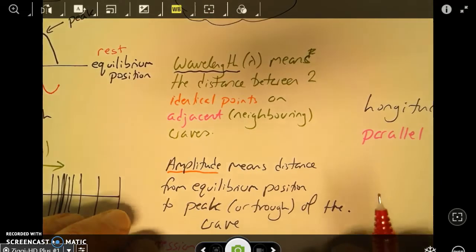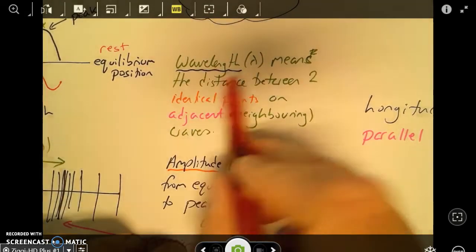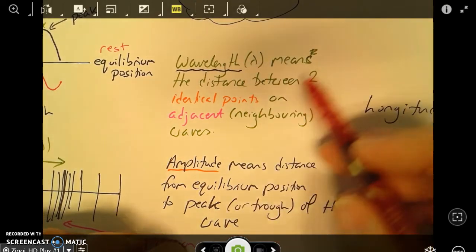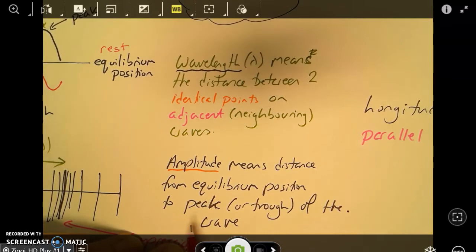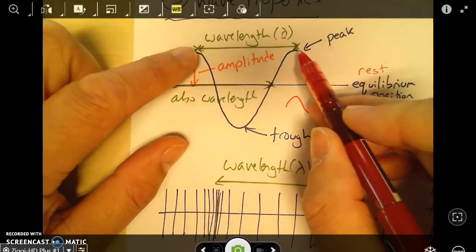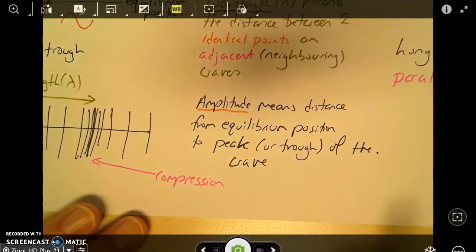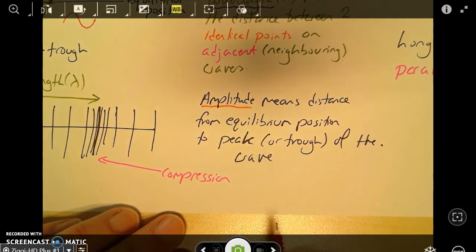You need to know the definitions of wavelength and amplitude, so here they are. Wavelength, again the upside down y or lambda, means the distance between two identical points on adjacent, that means neighbouring, waves. And if you look back to our diagram, that was what we did. So we picked two identical points, the two peaks, on neighbouring waves, and we measured the distance between them. The amplitude means the distance from the equilibrium or rest position to the peak or trough of the wave. And again, we did that on our diagram a minute ago.